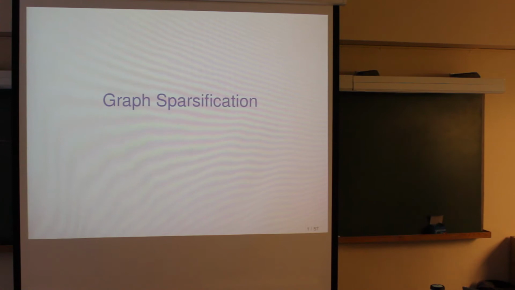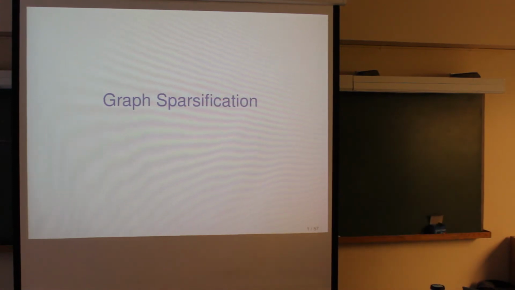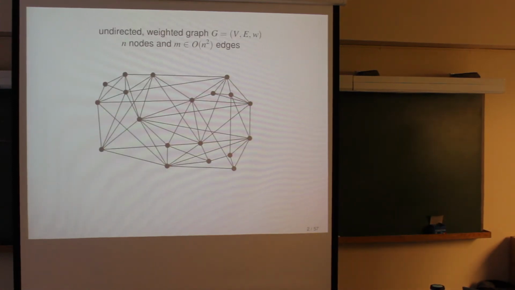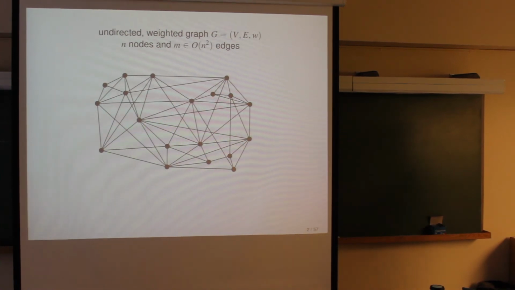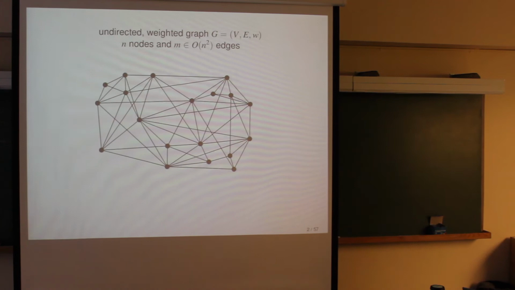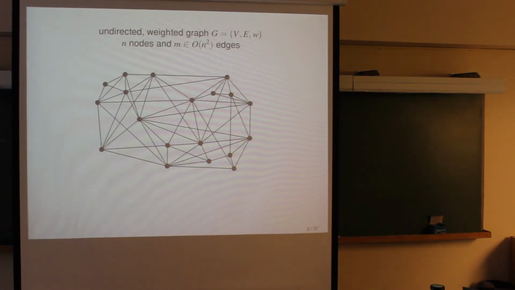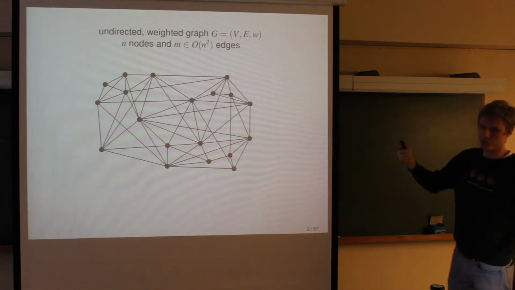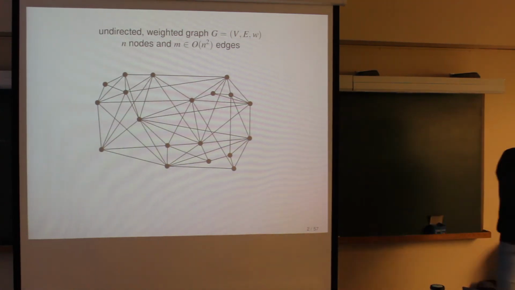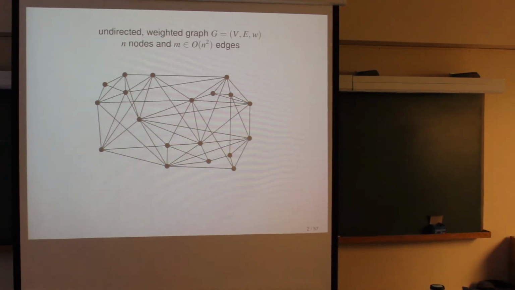The problem of graph sparsification is kind of a fundamental problem. You are given an undirected and weighted graph. This graph has n nodes and m edges. It is a simple graph in the sense that there's no multiple edges. Between any pair of nodes, there's a potential edge with a certain weight. So it means that this graph can have as much as n squared edges.